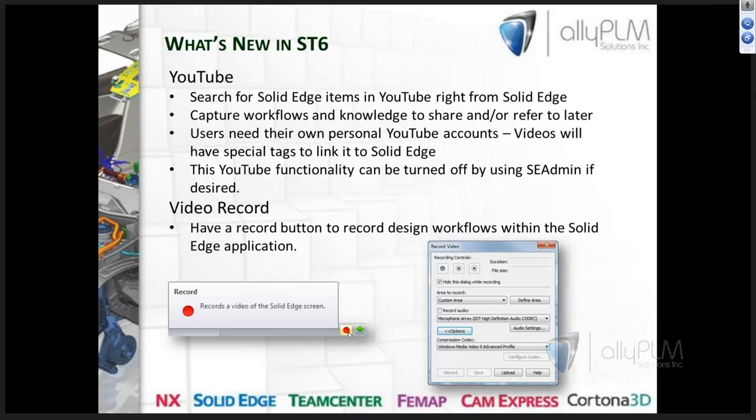I just wanted to point out the YouTube. Even separate from the YouTube, even if you don't go that far, there is a video record. This screenshot on the left is actually taken in the bottom right of the Solid Edge window, and I can record a video of the Solid Edge screen. Maybe there's a certain workflow I want to remember, and you see some options there for how to save that video.